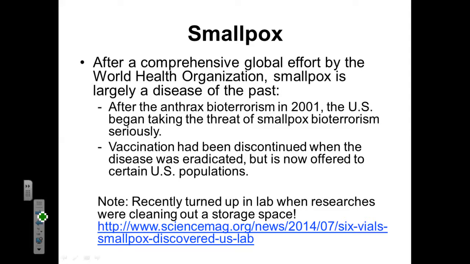And the reason we have done that is because most people in the United States and in the developed world are currently not vaccinated against smallpox. And just because smallpox has been eliminated from the world doesn't mean it doesn't exist anymore. There are several labs where smallpox is known to exist, and occasionally smallpox can turn up in research labs as well. As recently as 2014, when some technicians were cleaning out a storage room, they found 6 vials of freeze-dried smallpox virus.